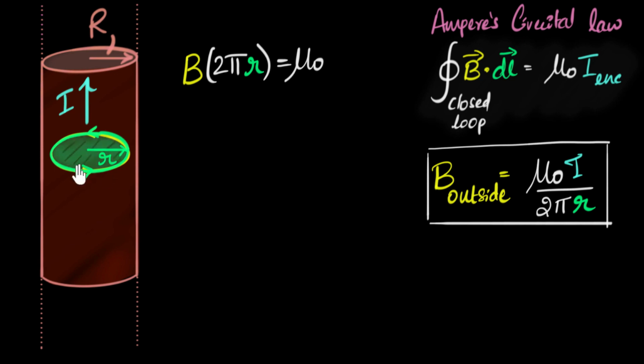And now the current that is penetrating through that surface, that becomes your I enclosed. The question is, what is that value? Is that the entire current I? Is I the I enclosed? Not really. Because think about it.